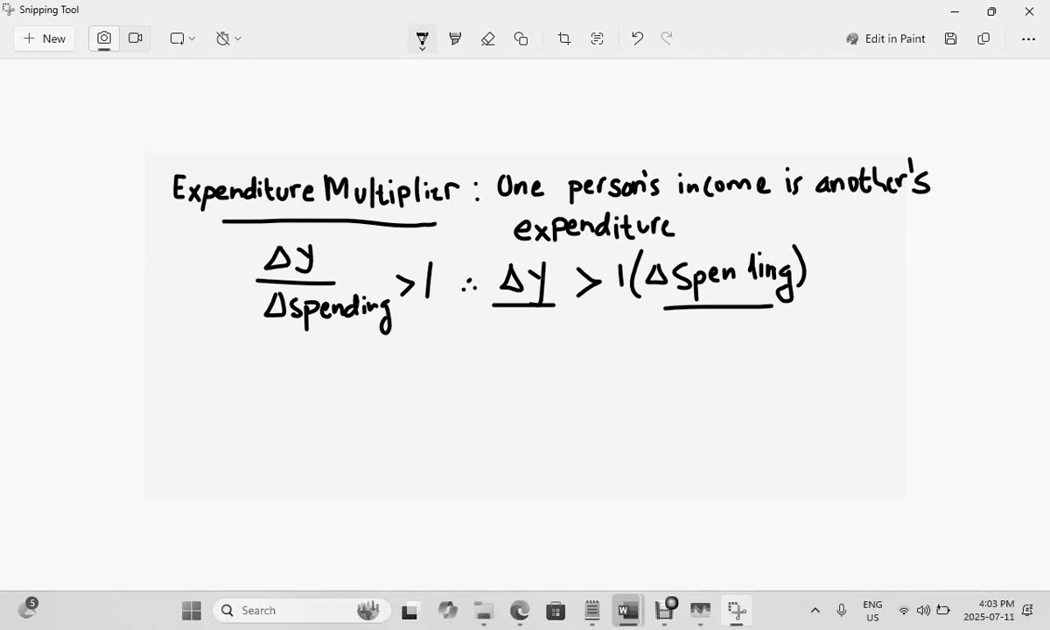Apart from that, the expenditure multiplier is also used to figure out the effectiveness of fiscal policy. And we all know that fiscal policies have to do with things like tax cuts. So in this case, we will be figuring out the impact of tax cuts on your real GDP, for example, using your expenditure multiplier. So this is the impact of tax cuts.